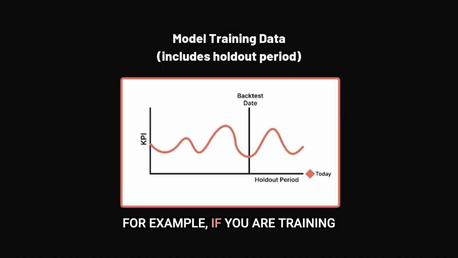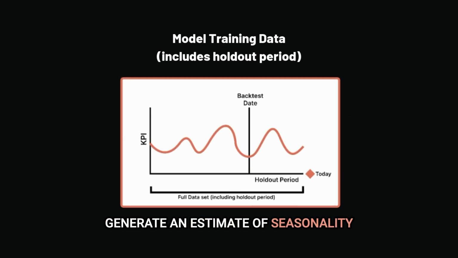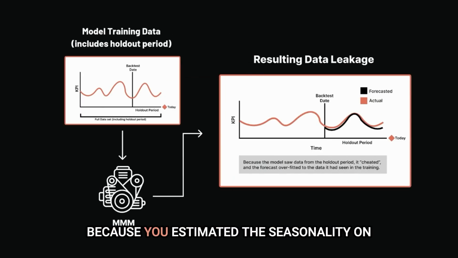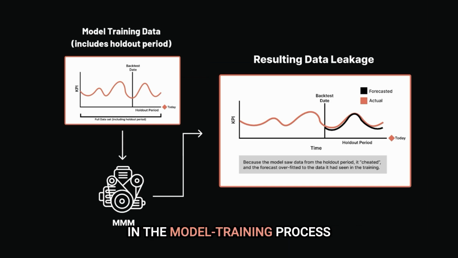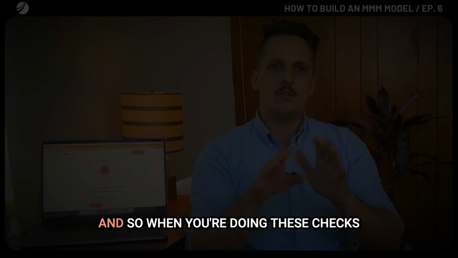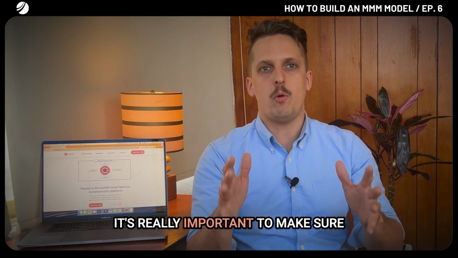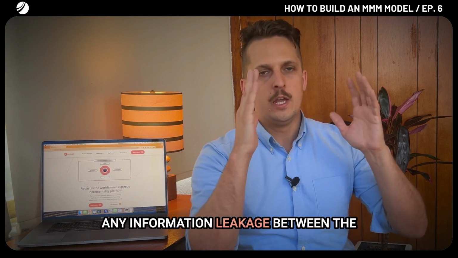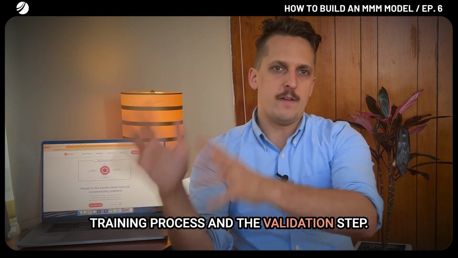For example, if you are training your model on the full data set to generate an estimate of seasonality, and then you use that in the model, well then you haven't really done the full holdout check because you estimated the seasonality on the full data set and then you use that in the model training process, and so there was data leakage or information leakage between the training process and the validation check. And so when you're doing these checks, it's really important to make sure that you design the process to avoid any information leakage between the training process and the validation step.